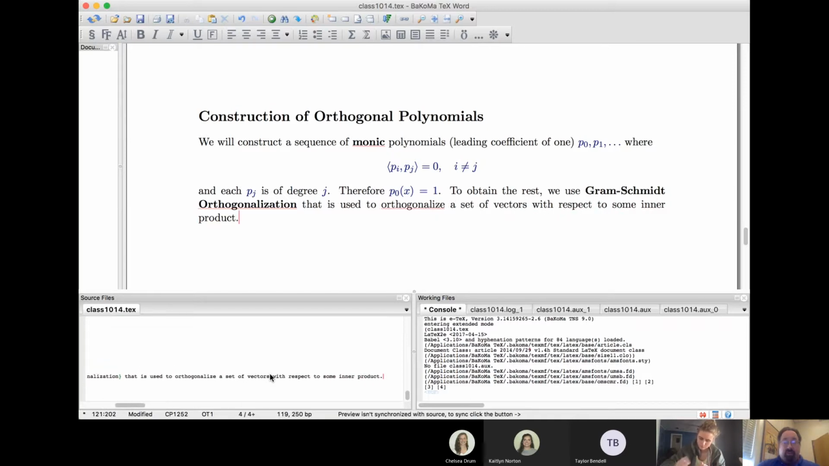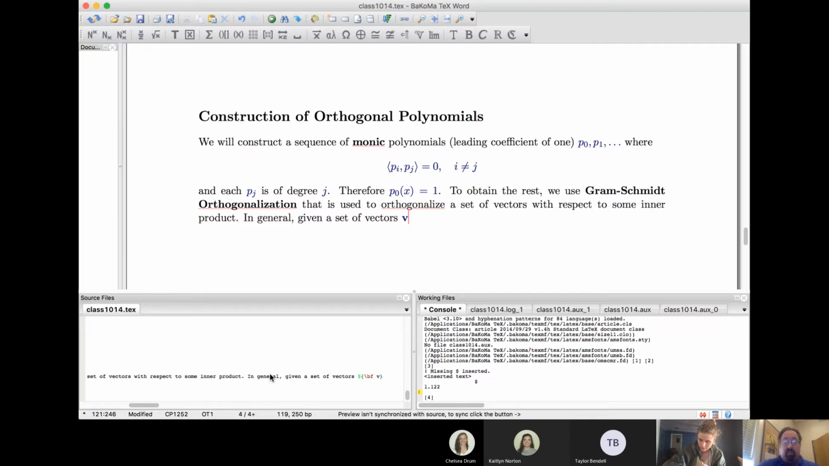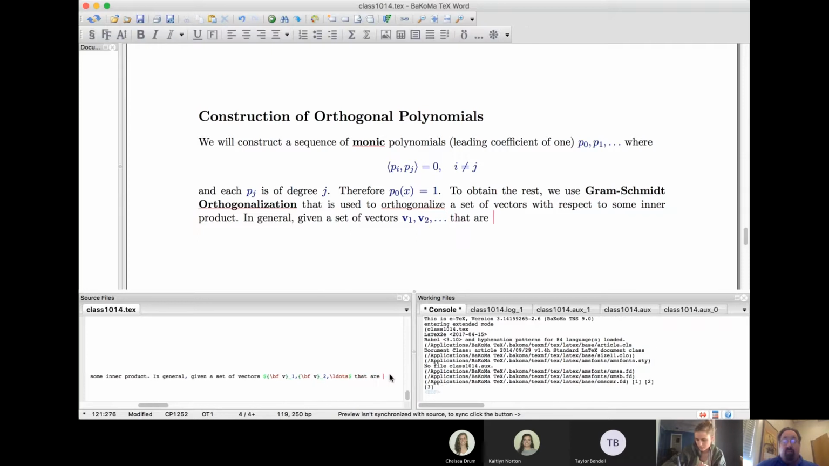So what I'll do, in case this might ring a bell for anyone, is, in general, if you're given the vectors v1, v2, and so on, that are at least linearly independent, that I know you've seen at one time or another, it just means that, if you've forgotten, there's no linear combination of these that gives you 0 except to set all the coefficients equal to 0. Or in other words, no vector is a linear combination of any of the others.